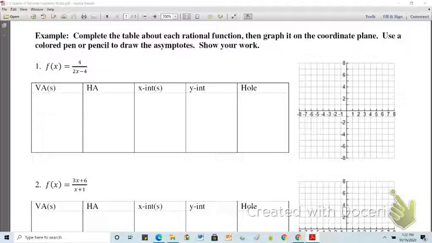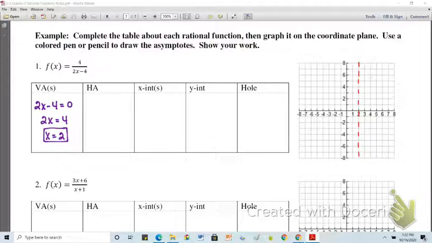So the first thing, vertical asymptotes. The direction said set my denominator equal to 0. So I'm going to say 2x minus 4 equals 0. I'm going to solve it. So add 4, divide by 2. My vertical asymptote is y equals 2. This is going to be a red dotted line on the graph at 2. Make sure when you write your equations for asymptotes that they are equations.